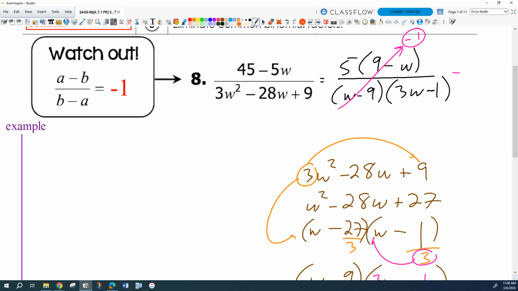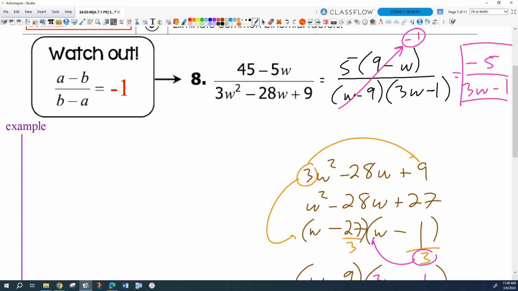So then this is going to become, on the top, -1 times 5, over, on the bottom, I just have a 3w minus 1. And I don't need parentheses on the bottom because it's the only thing down there, right? So that's my answer. The second group never changes, the 3w minus 1. It's just those factors cancel to -1 instead of 1.